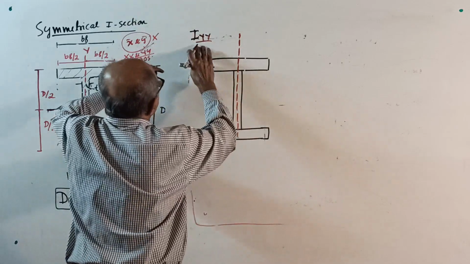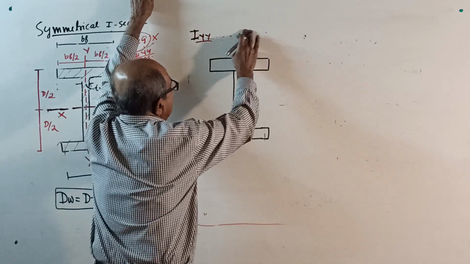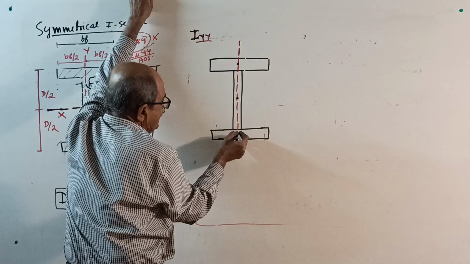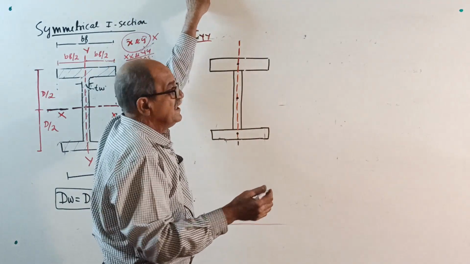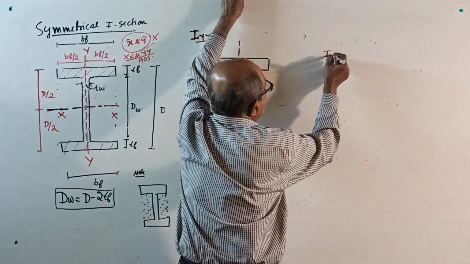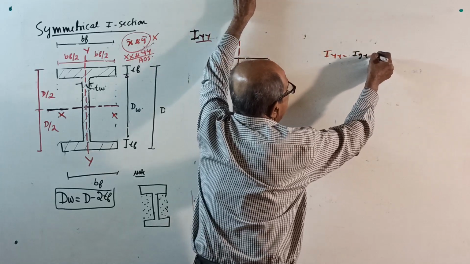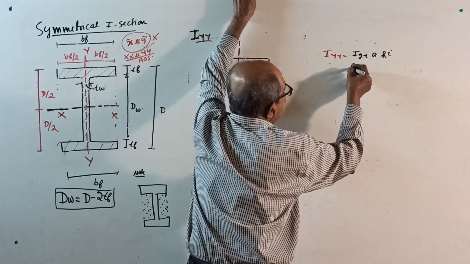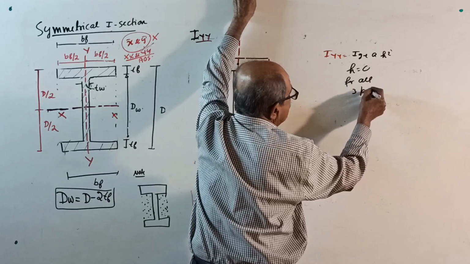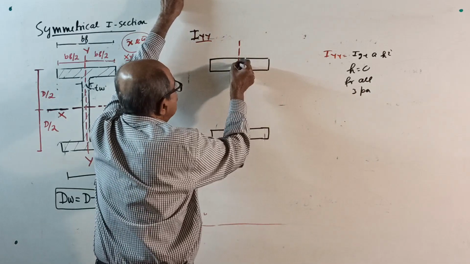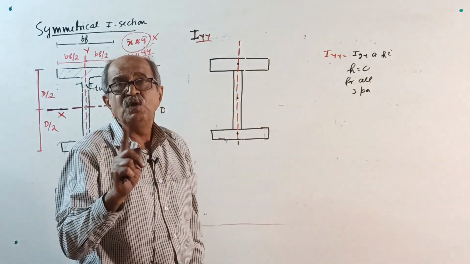Now you make a note here. For the YY axis, the centroid of this rectangle, the centroid of this, and the centroid of this will all coincide. So when you apply the parallel axis theorem, I about YY equals IG plus A H square. That H will become 0 for all three parts. The centroid of each component lies here, so the parallel axis theorem will not add anything here.